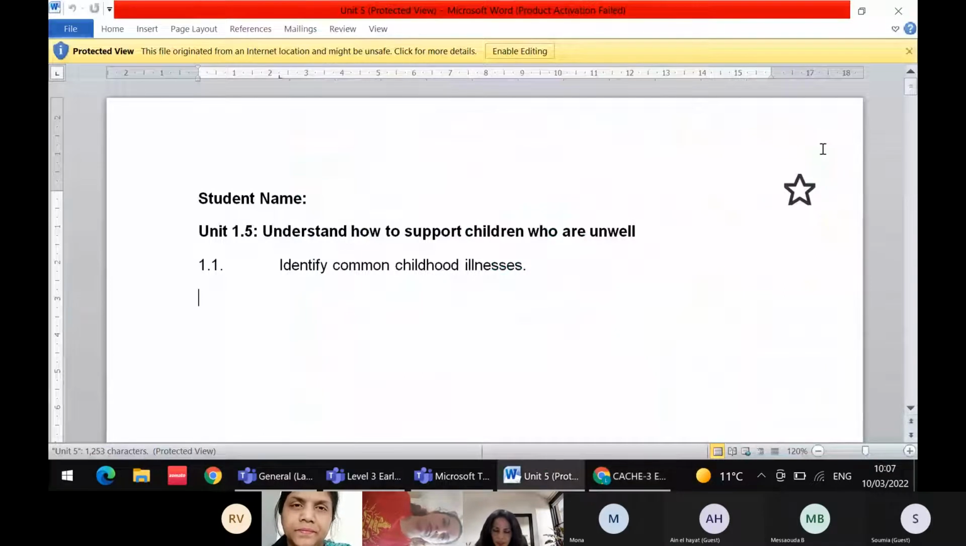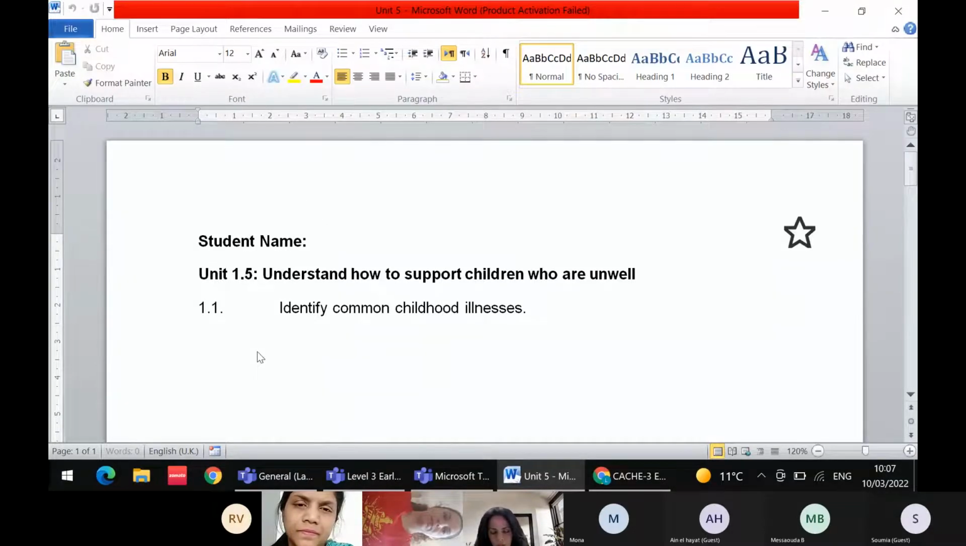By the way, I just want to remind you, if you see this star, that means it's only questions and answers. There is no reflective account, okay? So it's all questions and answers. And this is for you, Humaira, because this is your first time joining our class. When you open the file, you click here on enable editing, then you can type in, otherwise you wouldn't be able to type, okay? So now, question 1, identify common childhood illnesses.